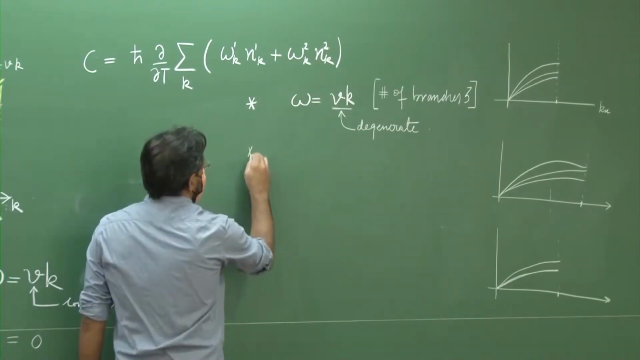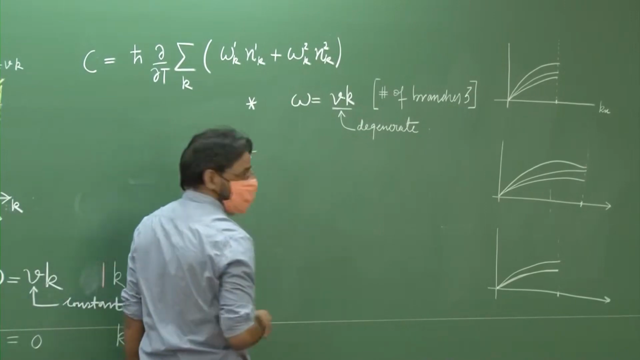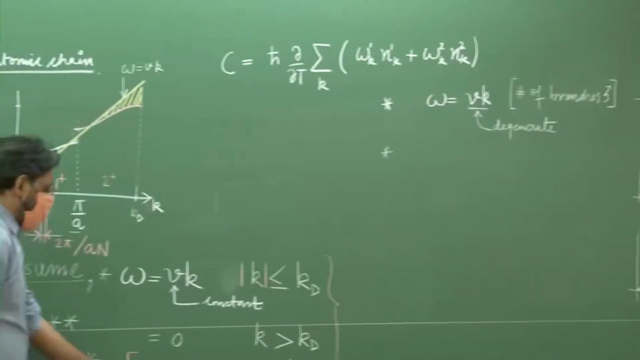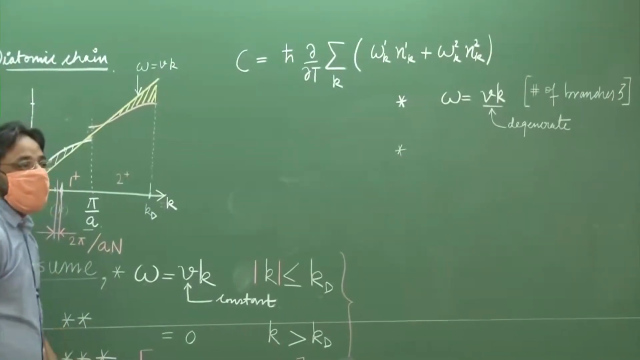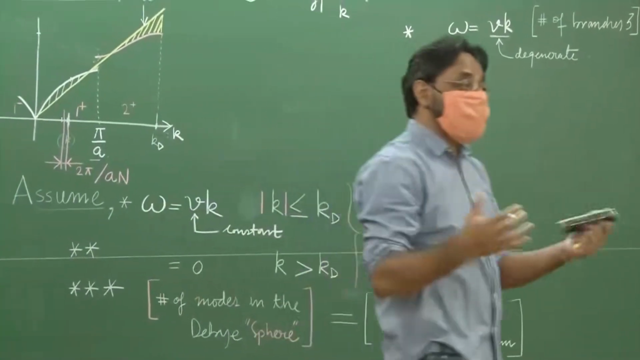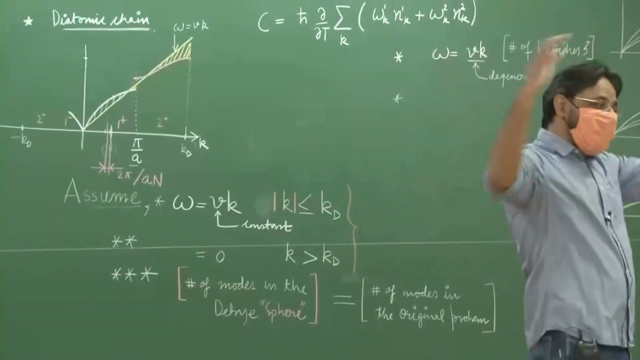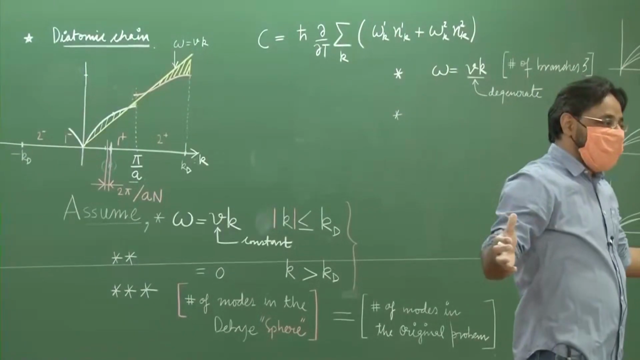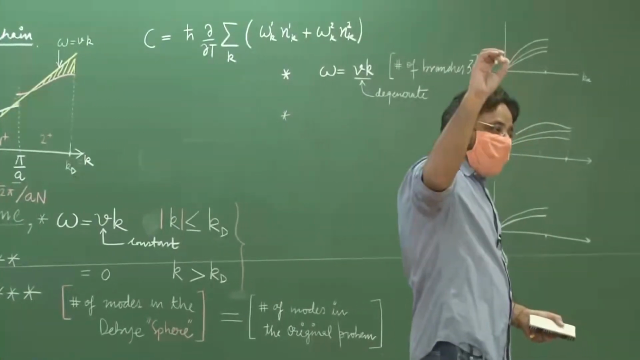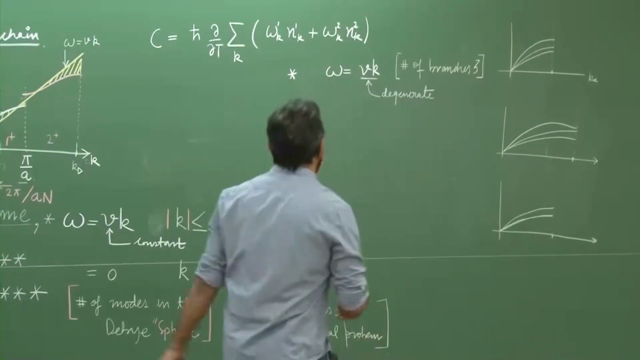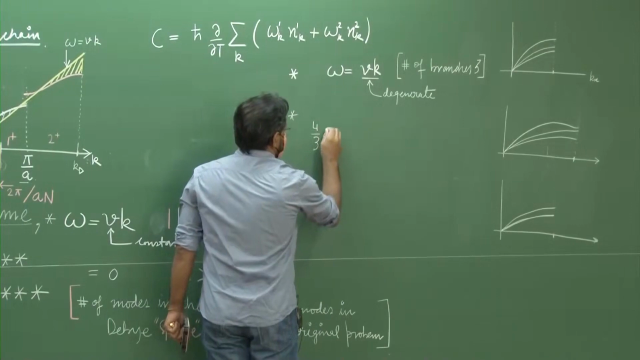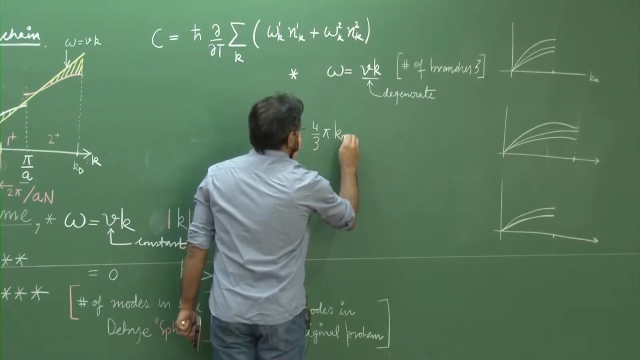Point number 2, we have to set a cutoff. And how should we set a cutoff? We will set the cutoff using the same principle: the number of modes in the Debye sphere. Now we are really in a 3-dimensional space. The reciprocal space is also a 3-dimensional space, and there you would draw a sphere whose radius is kd. So its volume will be 4 by 3 pi kd cube, right? That's the volume of the Debye sphere.